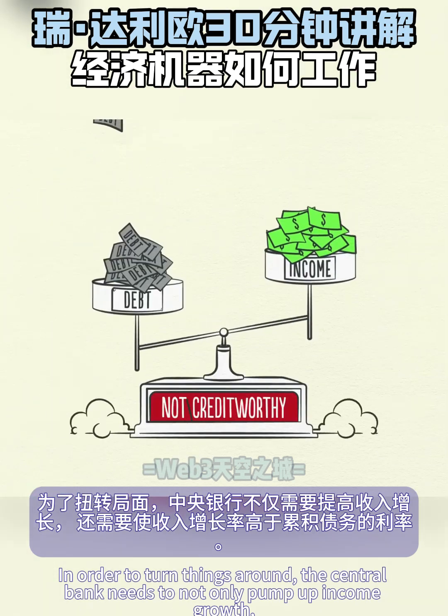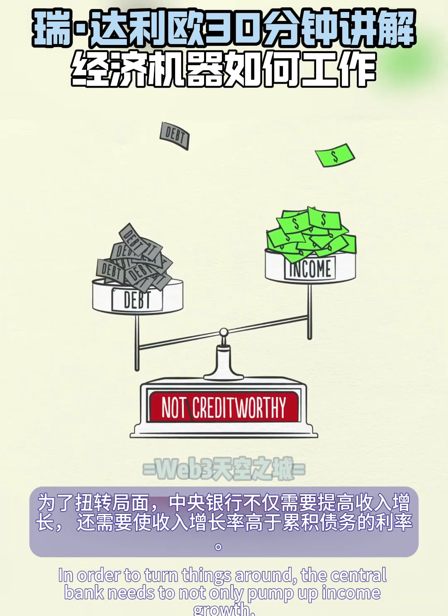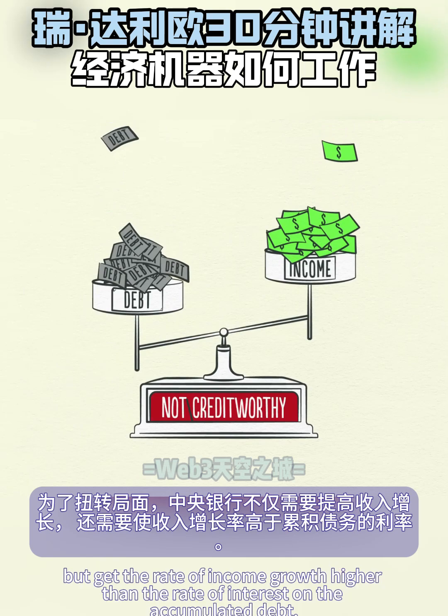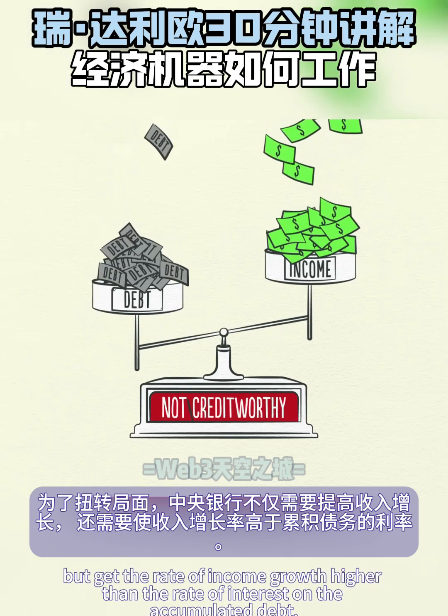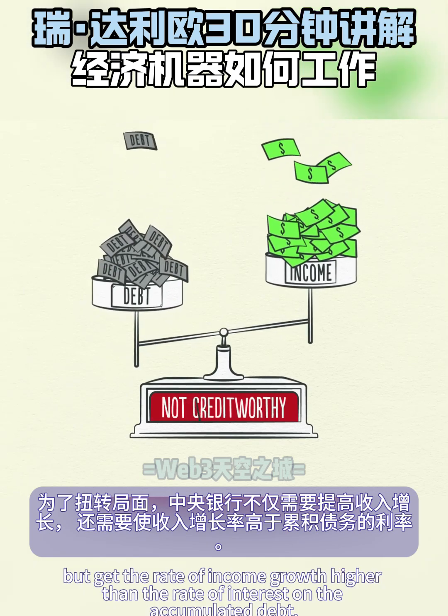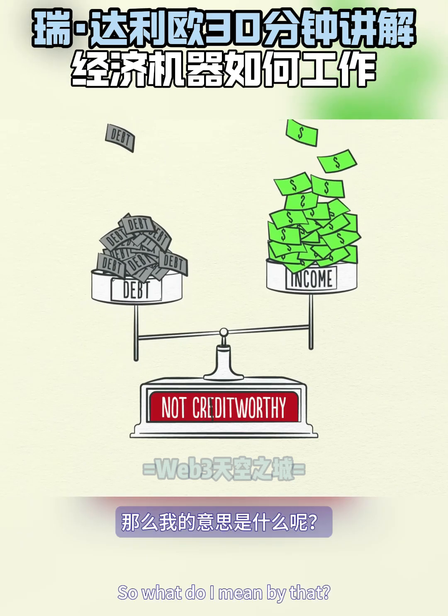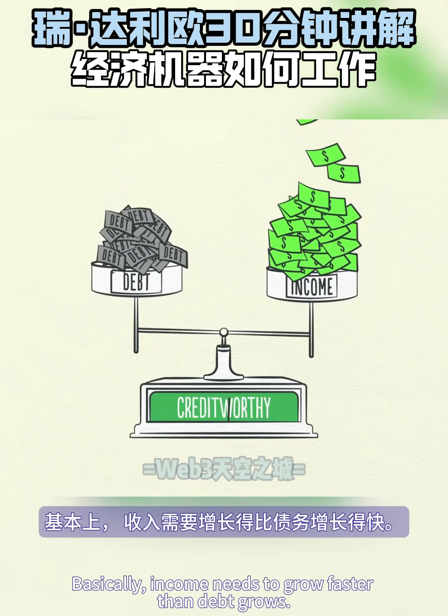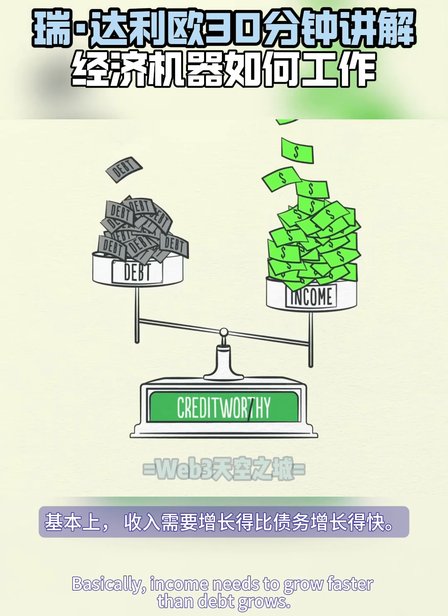In order to turn things around, the central bank needs to not only pump up income growth, but get the rate of income growth higher than the rate of interest on the accumulated debt. So what do I mean by that? Basically, income needs to grow faster than debt grows.